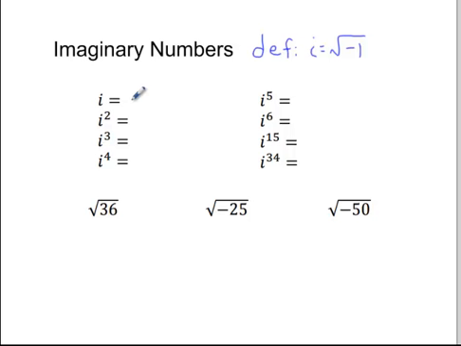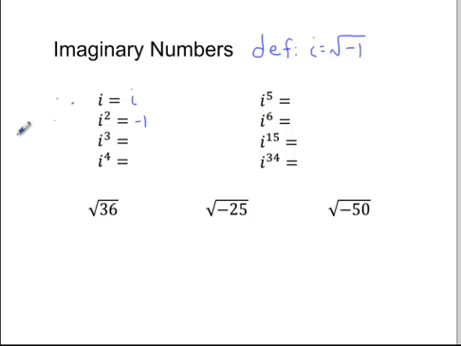i is just going to be i, but i squared is i times i, which is the square root of -1 times the square root of -1, or the square root of -1 all squared. And we know that the square root and the square, they're inverse operations, so those things cancel out, and we're going to get i squared equals -1. Okay, so I'm going to put a -1 there and erase the rest.